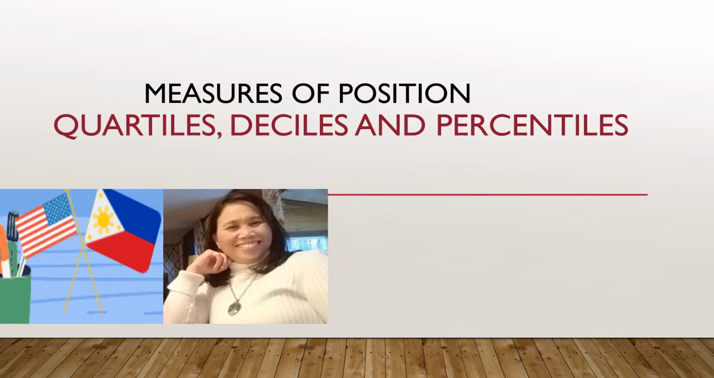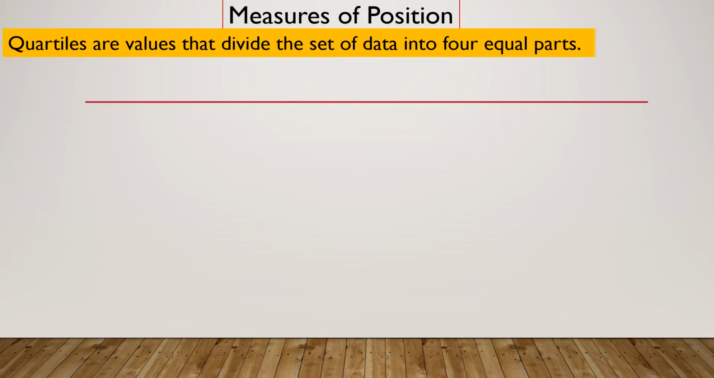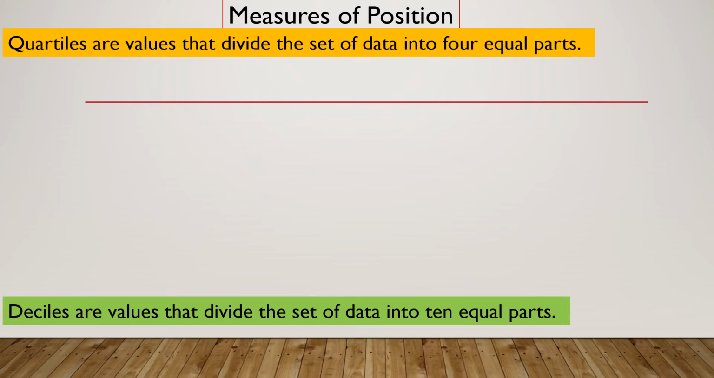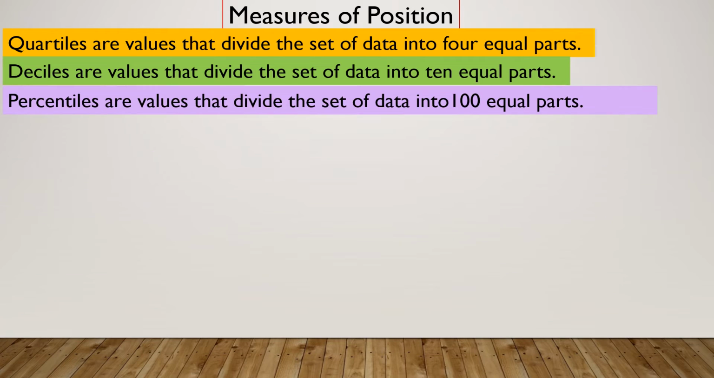In this video, you're going to learn about quartiles, deciles, and percentiles, which are the measures of position. Now, what do we mean by quartiles, deciles, and percentiles? Quartiles are values that divide the set of data into 4 equal parts. Deciles are values that divide the set of data into 10 equal parts. And percentiles are values that divide the set of data into 100 equal parts.